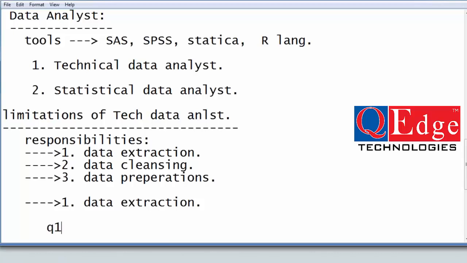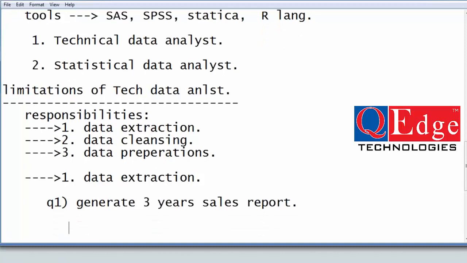Suppose the client question is like this. Suppose the client is asking the analyst to generate a 3 years sales report. Same kind of question we are repeating. Generate a 3 years sales report. So for this, we need to extract data first of all. Observe this. Your organization has some 10 years of experience, that means it has a history of 10 years. But all this 10 years of data might not be available in your OLTP systems. Recent data might be available in OLTP systems and the entire history is available in the warehouse system.